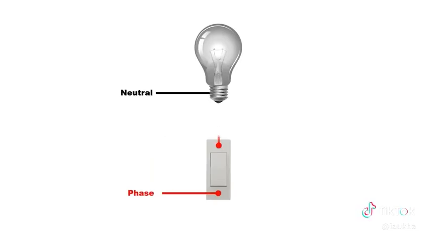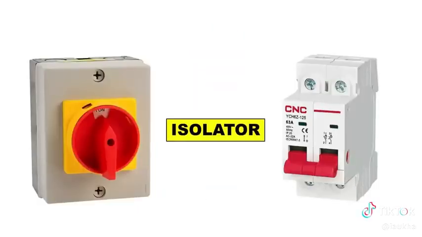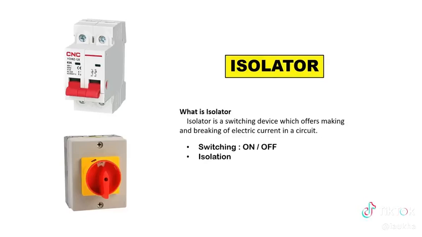Isolator is just only a type of switch. In your home, to turn on and off a bulb, you use a switch. Same as switch is your isolator. You can even call this switch as isolator also. You will not get any kind of protection through this isolator. Only work of isolator is to turn on and off the power supply.